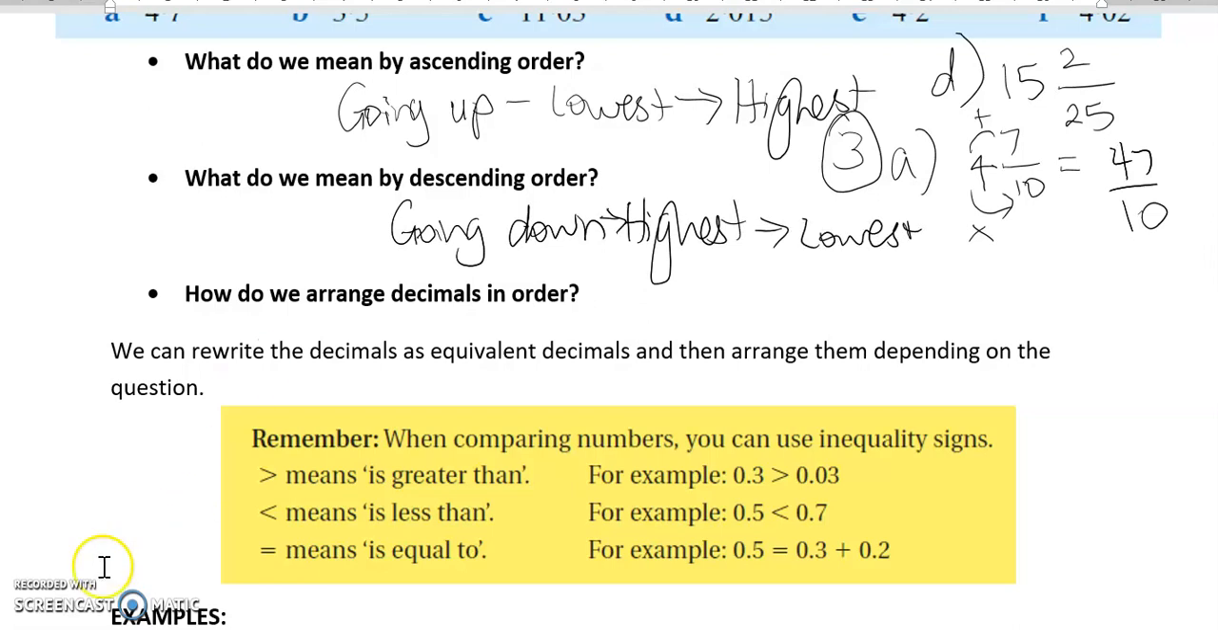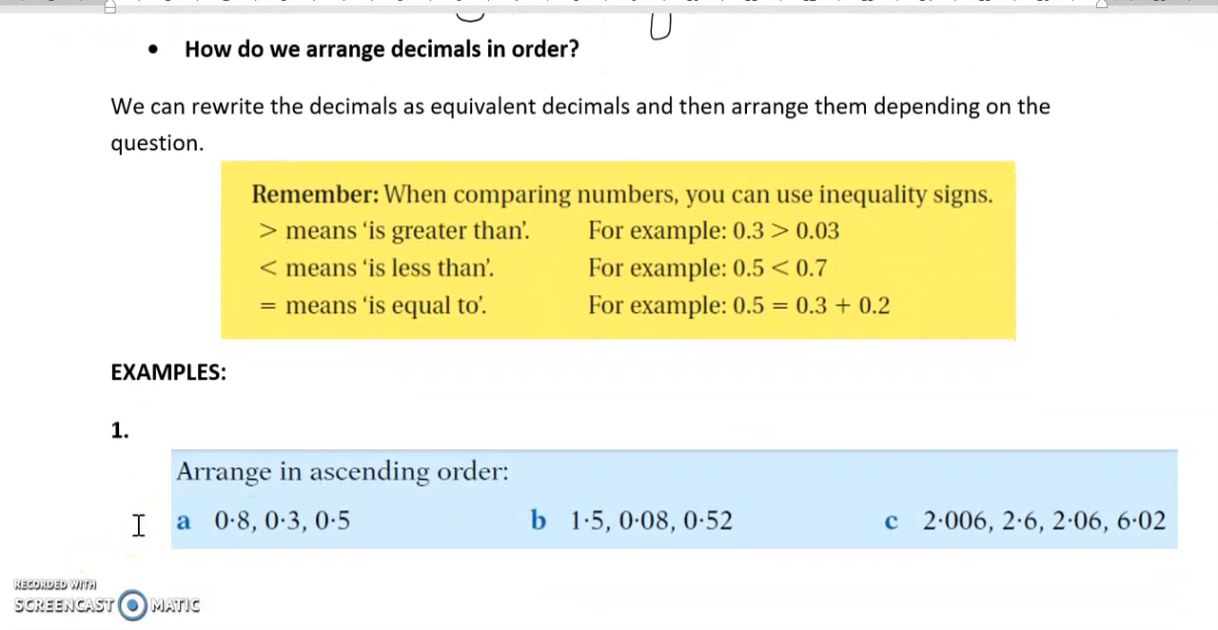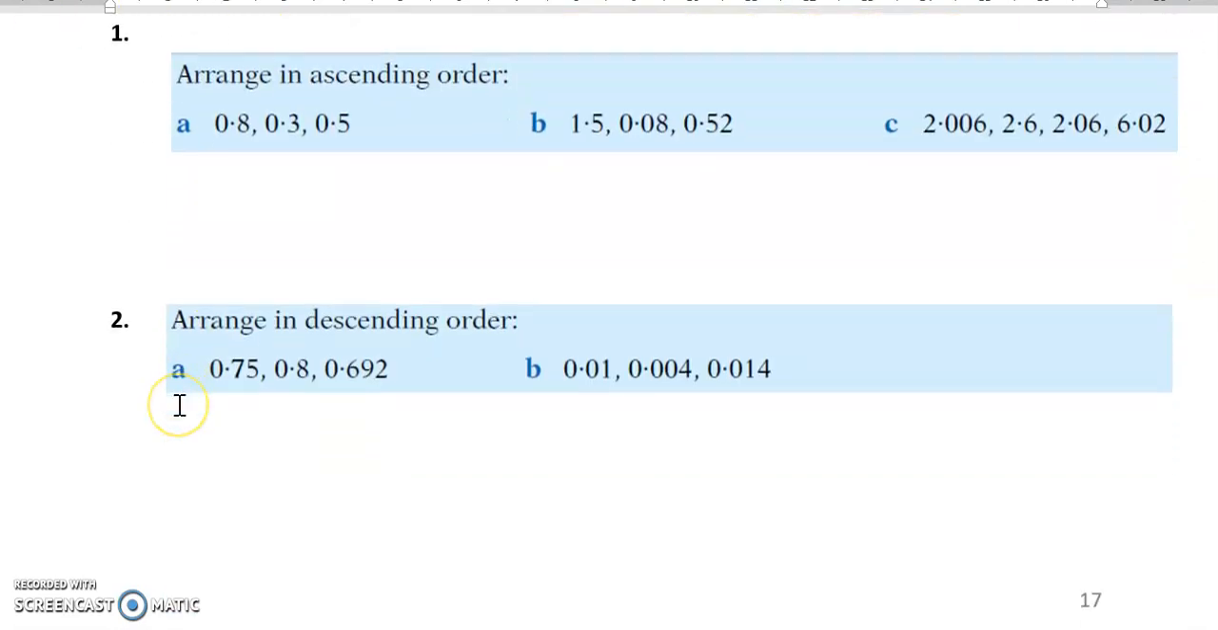So let's have a look. If I want to rewrite decimals as equivalent and arrange them, when comparing, we use inequality symbols. Okay, we've talked about these before in our integers unit. So I know if it's bigger than, it's facing in the positive direction. Less than looks like a wonky L. And equals to means it's equal to. Okay, so 0.3 is bigger than 0.03 because we're looking at 3/10, which is bigger than 3/100ths. Okay, etc. So let's have a go at arranging some of these in order.